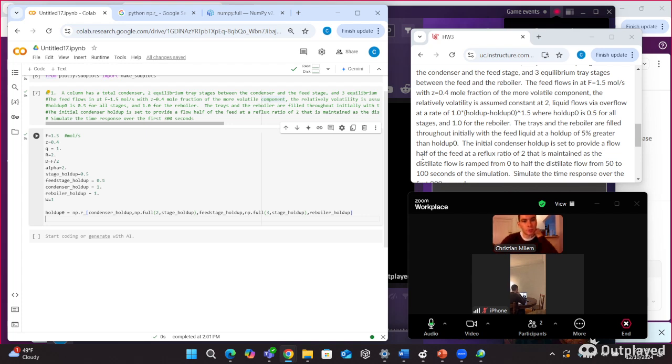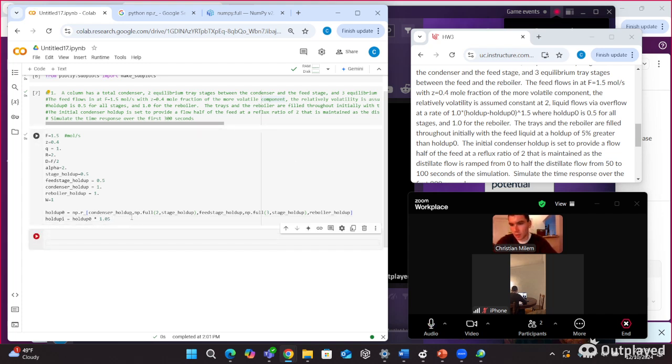And then our initial holdup, we'll just have that be holdup I. It's going to be holdup 0 times, what do we say? 1.05. Did I type that one correctly? Okay. And then finally, we just need our liquid mole fractions.